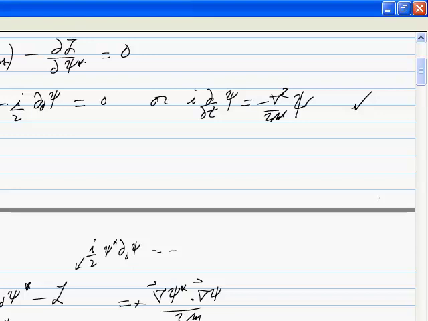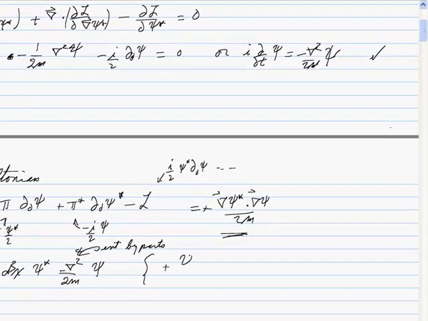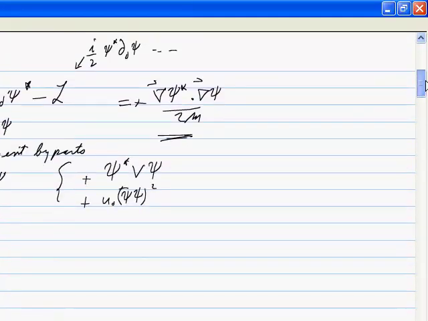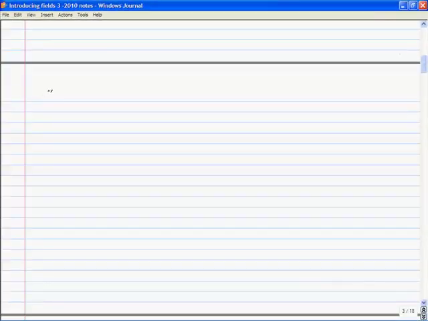So that's the usual thing. And if I had carried the potential or the interactions around, this would have added either psi star V psi or plus u0 psi star psi squared to that. So you get your usual stuff. Fair enough. Everybody content? Good. Something familiar after all.